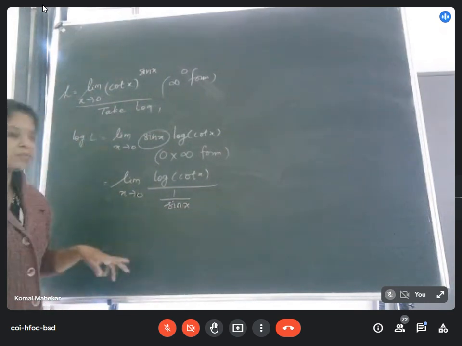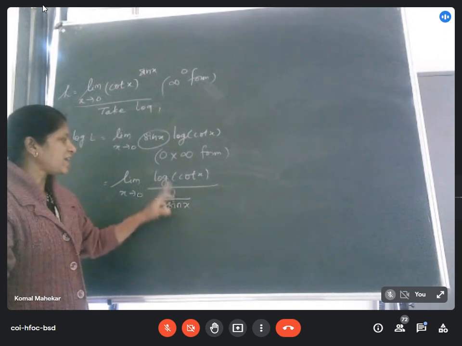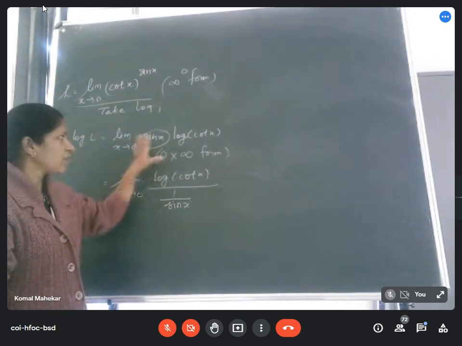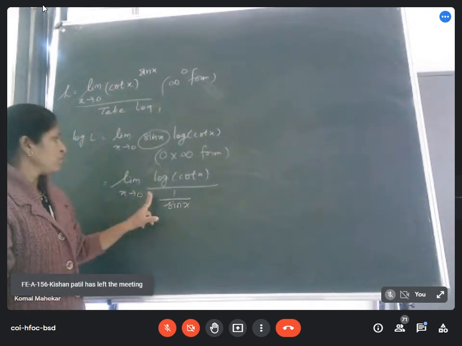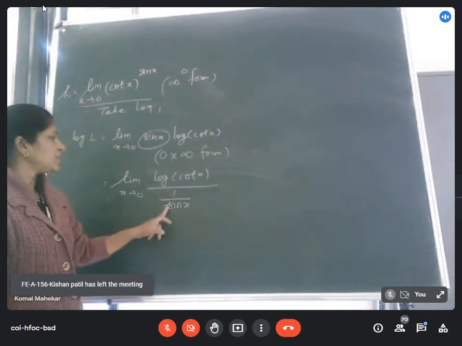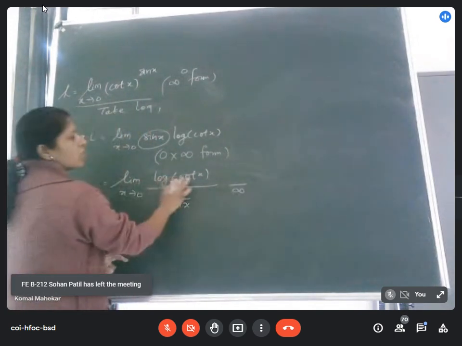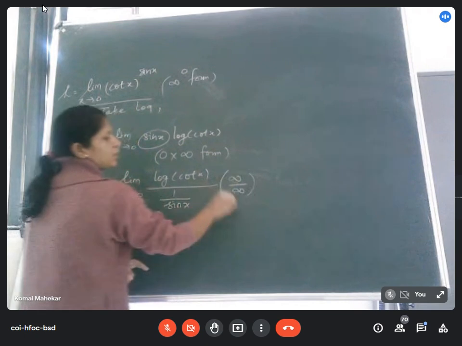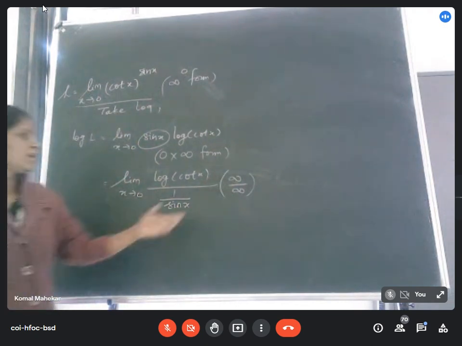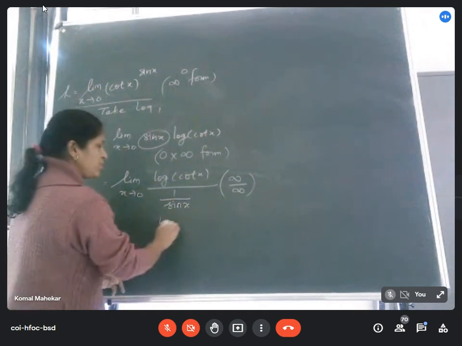Okay. And now see, after writing this function, divide by 1 upon sin x is the same as multiply by sin x. The question will remain the same, but the form will change. So here, this becomes 1 by sin 0. Sin 0 is 0, 1 by 0 is infinity, and this is log of cot of 0, that is again infinity. So now the form is infinity by infinity, therefore we can apply L'Hospital rule to simplify this.